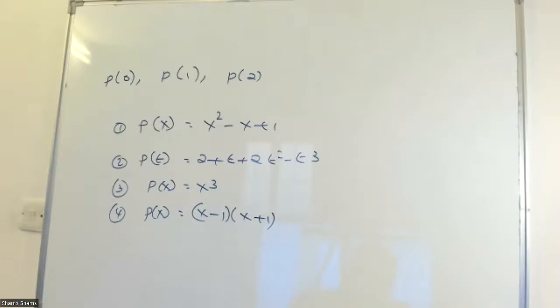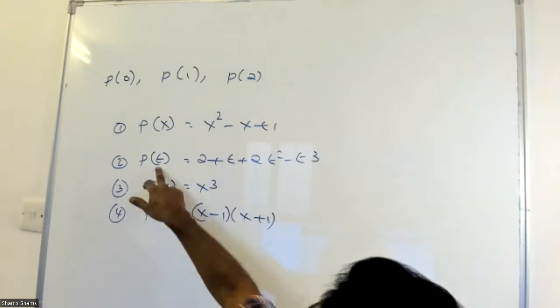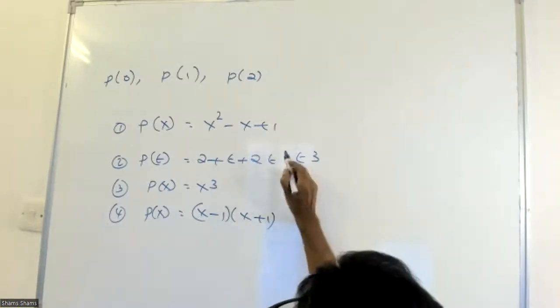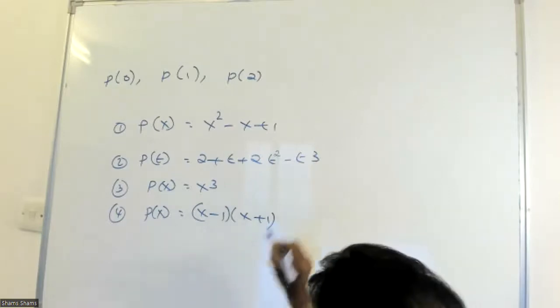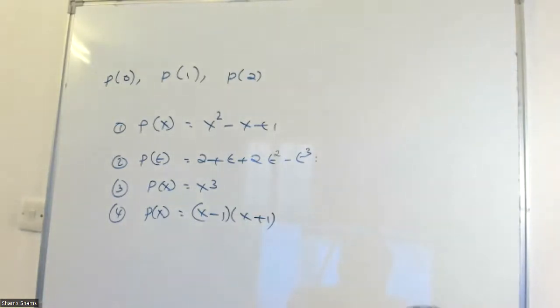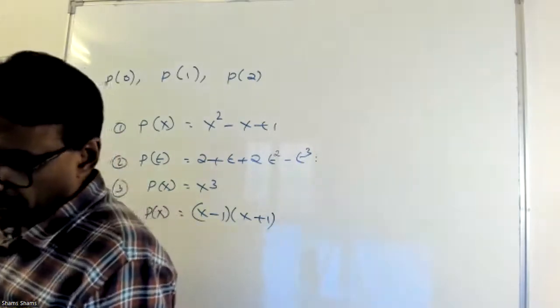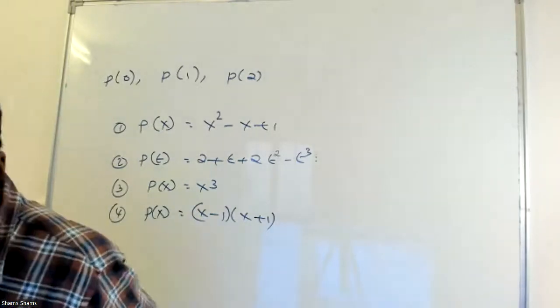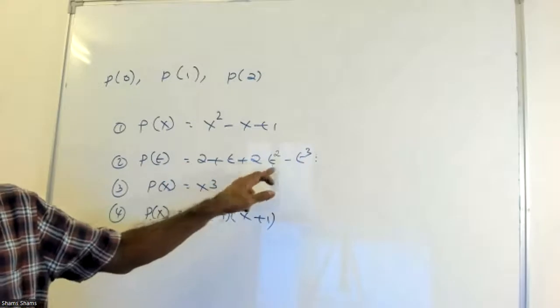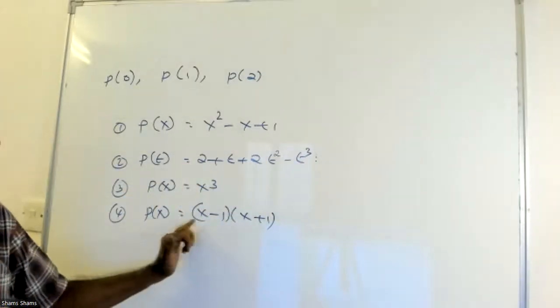Sir, can you read the second question? Second question is P of t equal to 2 plus t plus 2t square minus t cube. Clear now? Yes, sir. Okay, take your time, find all, then I'll discuss all. First one is x square minus x plus 1, second 2 plus t plus 2t square minus t cube, third x cube, fourth x minus 1 into x plus 1.